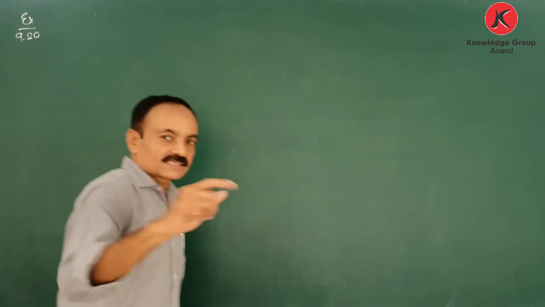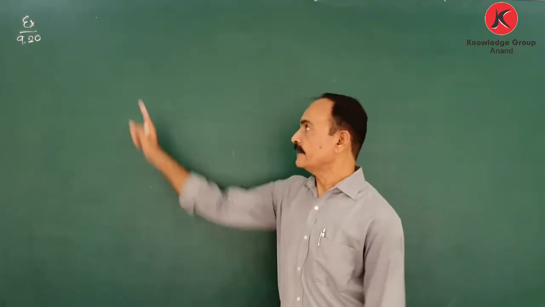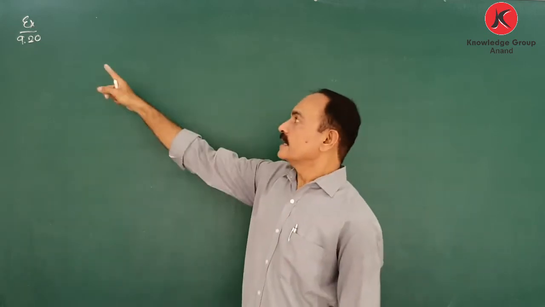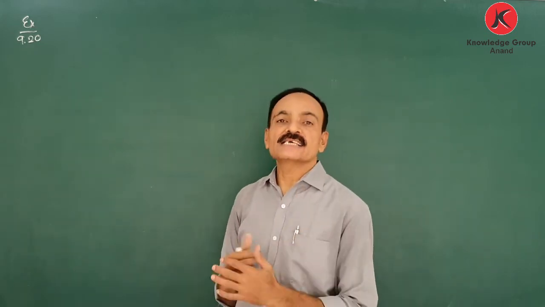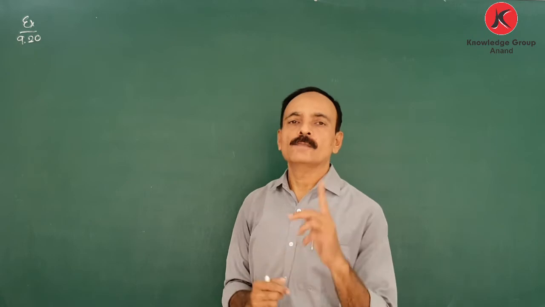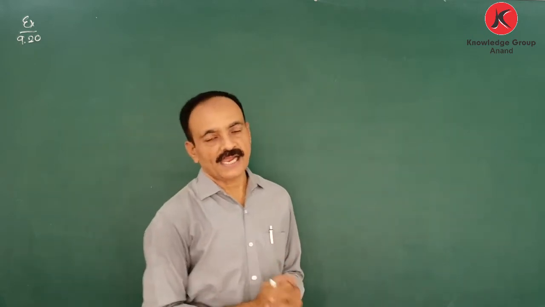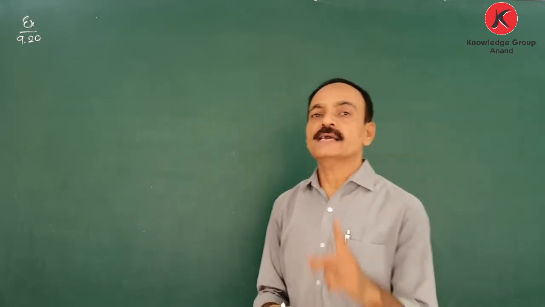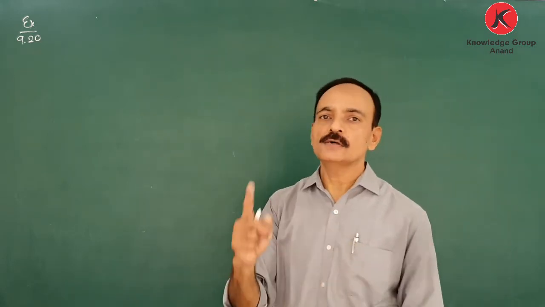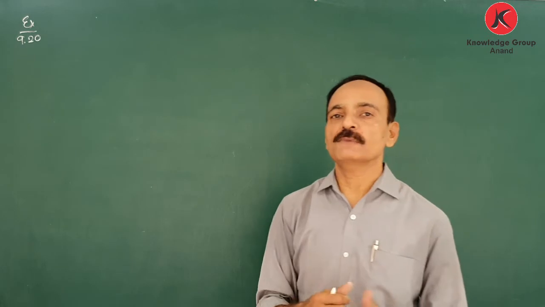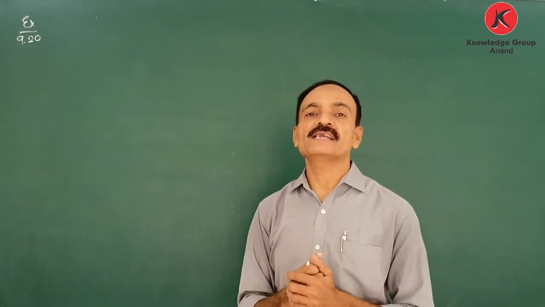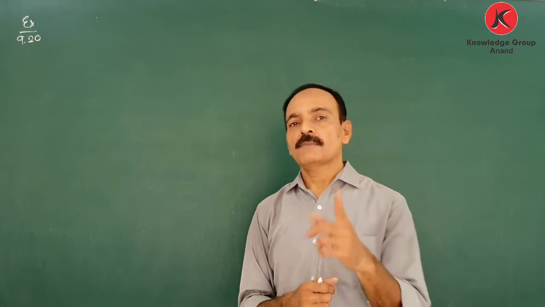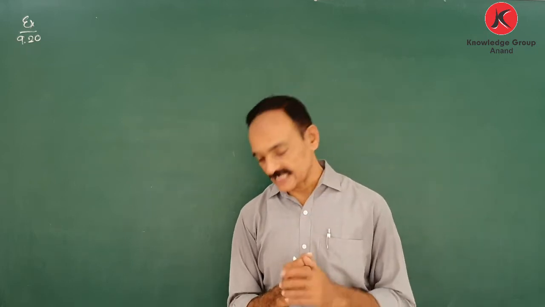Okay, now the next numerical is 9.20. Now the screen is placed at 90 centimeter distance from the object, and the image of the object is formed by a convex lens for two different locations of the lens separated by 20 centimeter. Find the focal length of the convex lens.